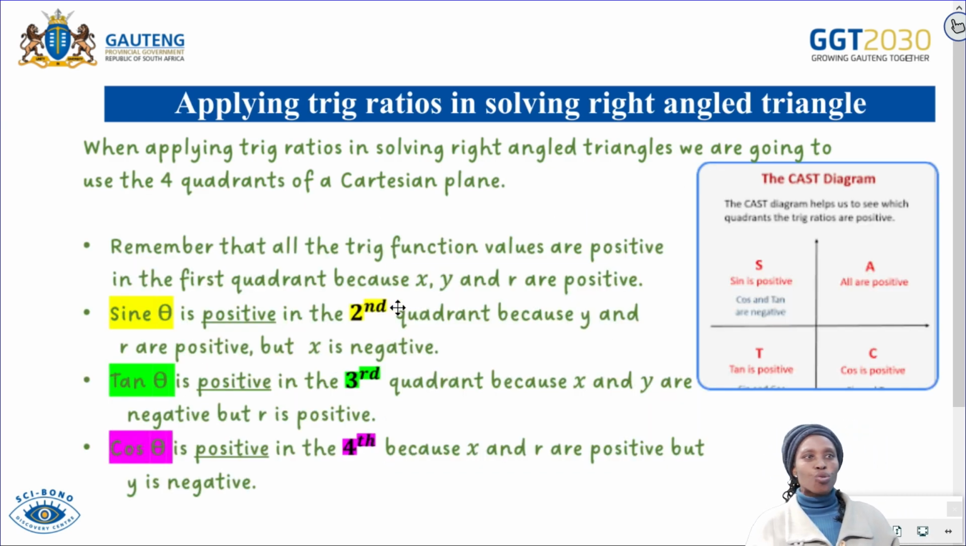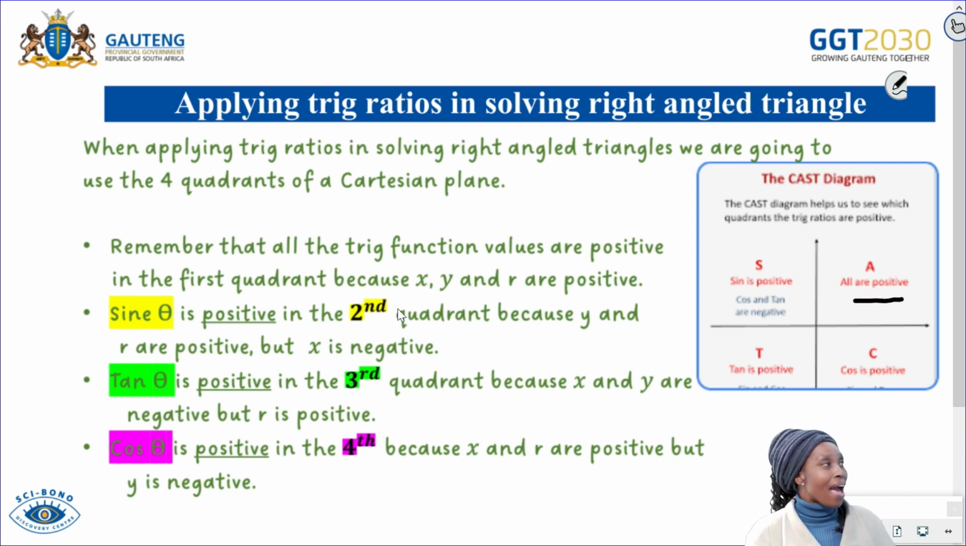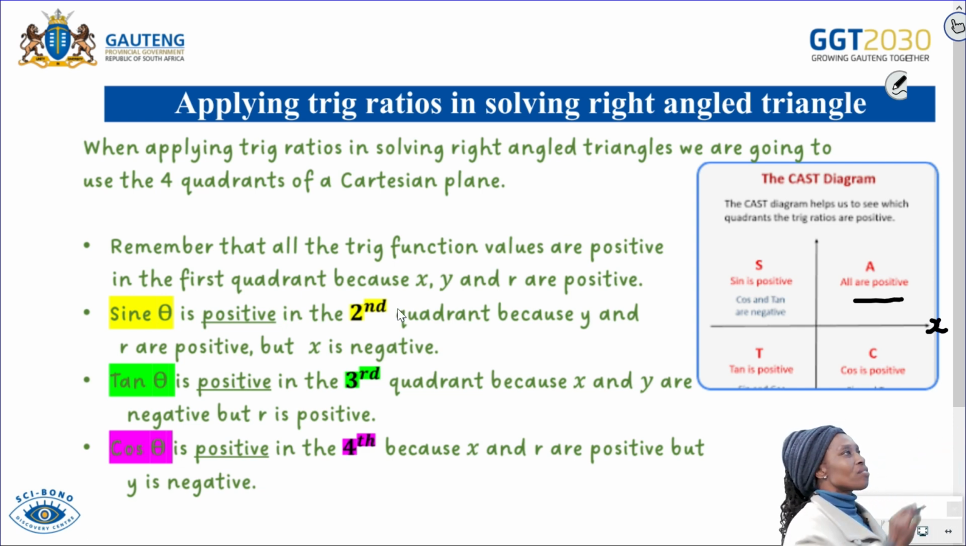All right, now I want us to apply trig ratios in solving right angle triangles. When applying trig ratios in solving right angle triangles, we are going to use the CAST diagram. We are going to use the 4 quadrants. As you can see, the CAST diagram over there is named in relation to the ratio that is positive on that quadrant, because you can see on the first quadrant they are all positive. Why? Because we are having a positive x. Our x there is positive, as well as y is also positive.